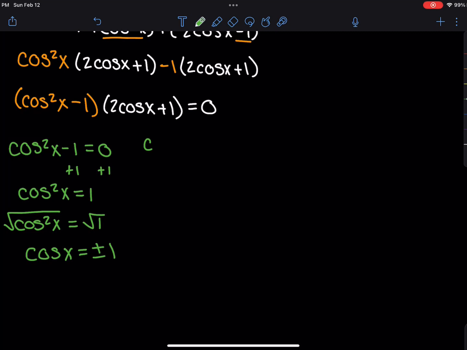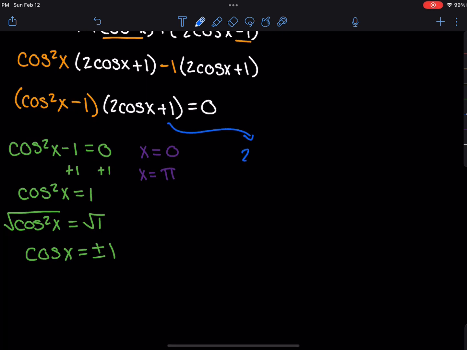And then, so x is equal to 0, and x is equal to pi when we're looking at the unit circle, since cosine is always the first number of the point.